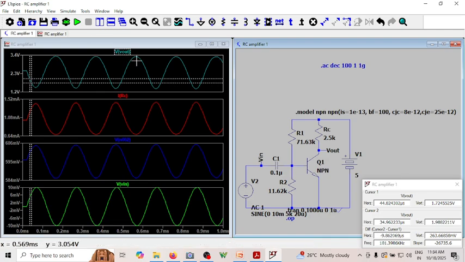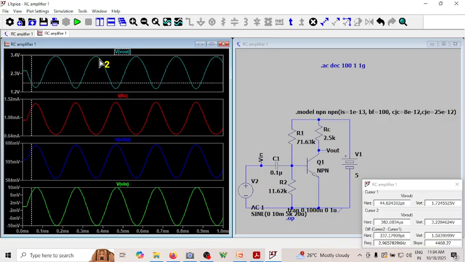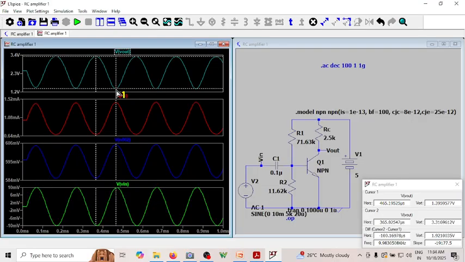So what was the gain? 97. Let me see the peak to peak of this. I can see the gain. It is 1.92 divided by 20 millivolts. Can you see it's almost 96? The gain is still the same. So whether it is 5 kilohertz or 50 kilohertz, the gain is the same.